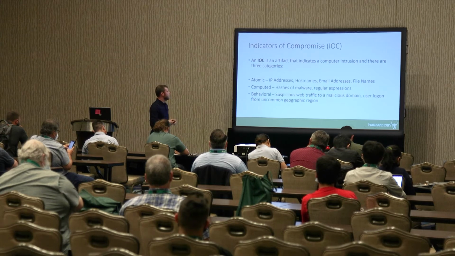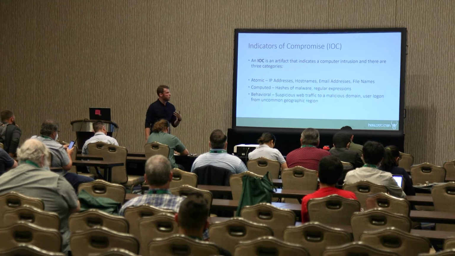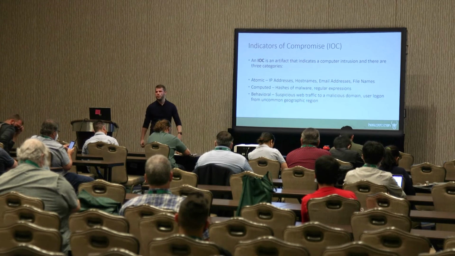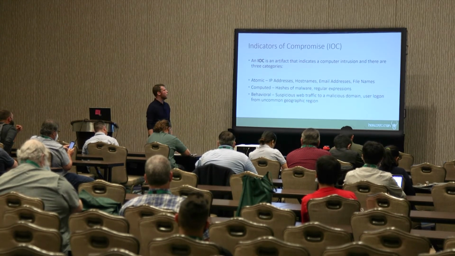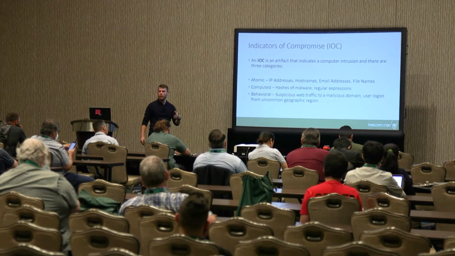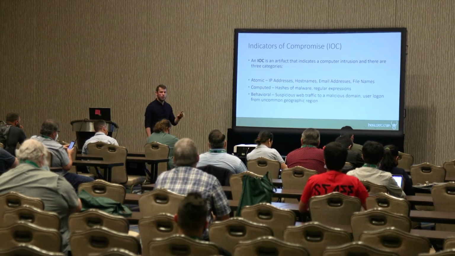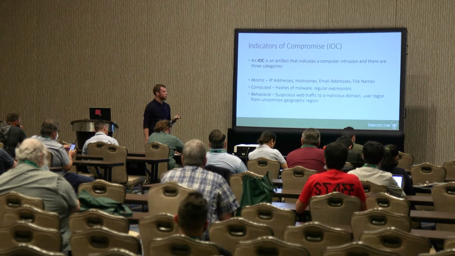So atomic IOCs are just what you probably think about when you think threat intelligence. Email addresses, host names, IP addresses, things of that nature. It's sort of like an atom to matter on Earth, right? An atom is the smallest component. Atomic indicators rather are the smallest component of intelligence.